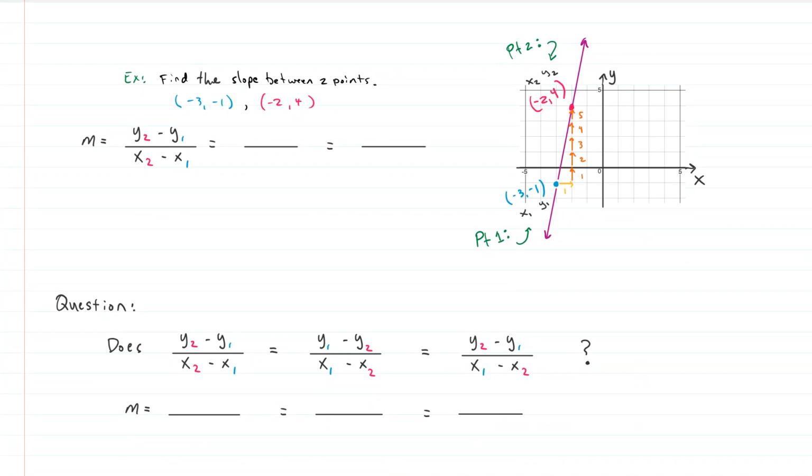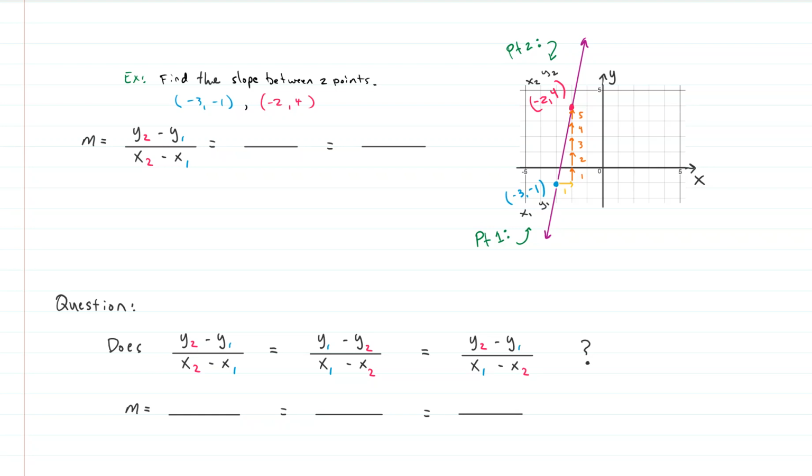So here we have 2 points. Let's find the slope between these 2 points. We have the blue point and the red point. The blue point is point 1. The red point is point 2. It doesn't matter. You could switch them around and identify the red as point 1 and the blue as point 2 if you wanted. You get the same answer. But for our purposes, I've called the first one point 1 and the second one point 2.